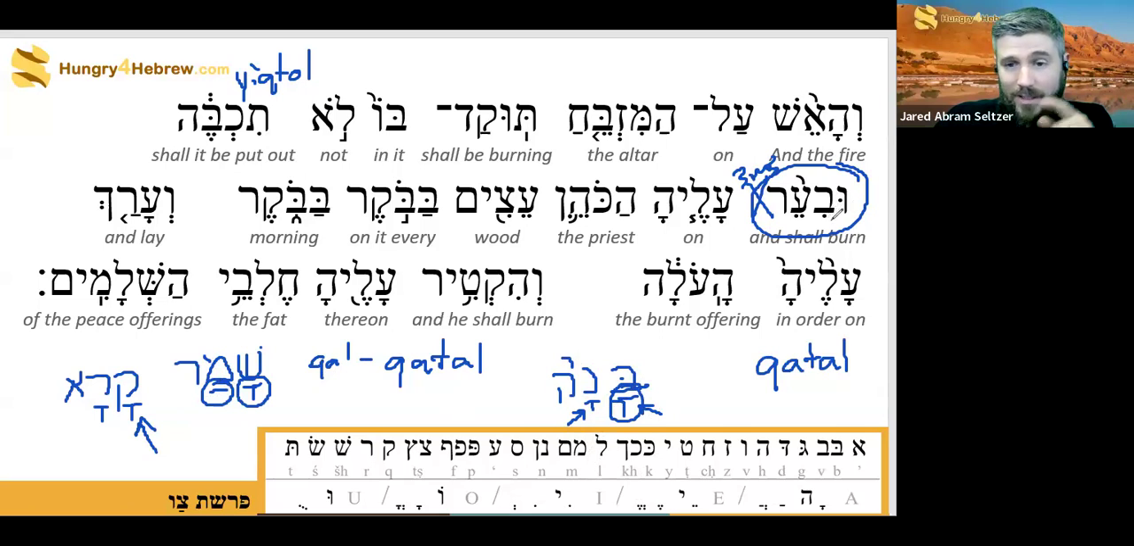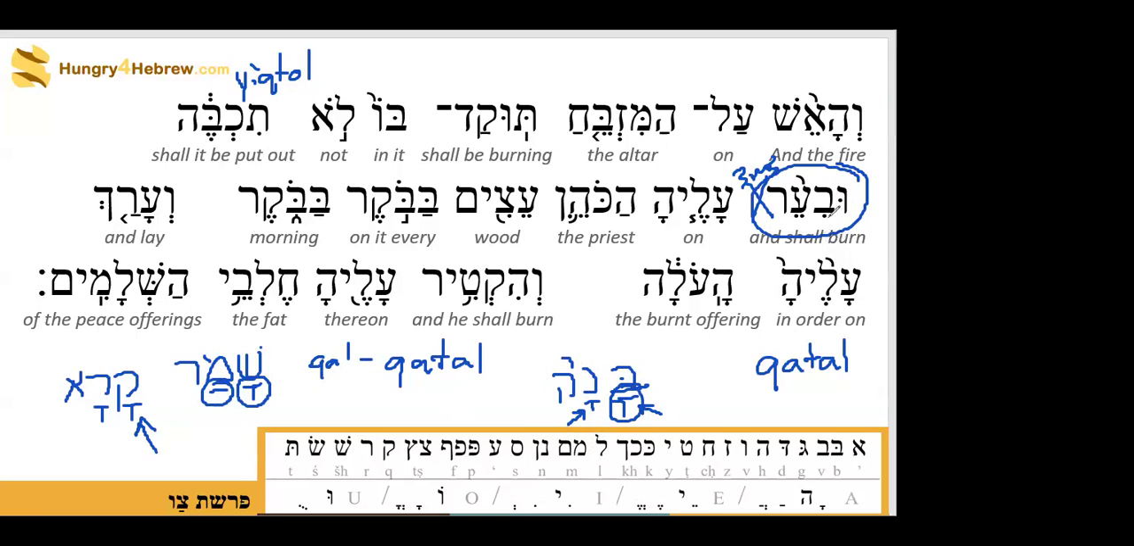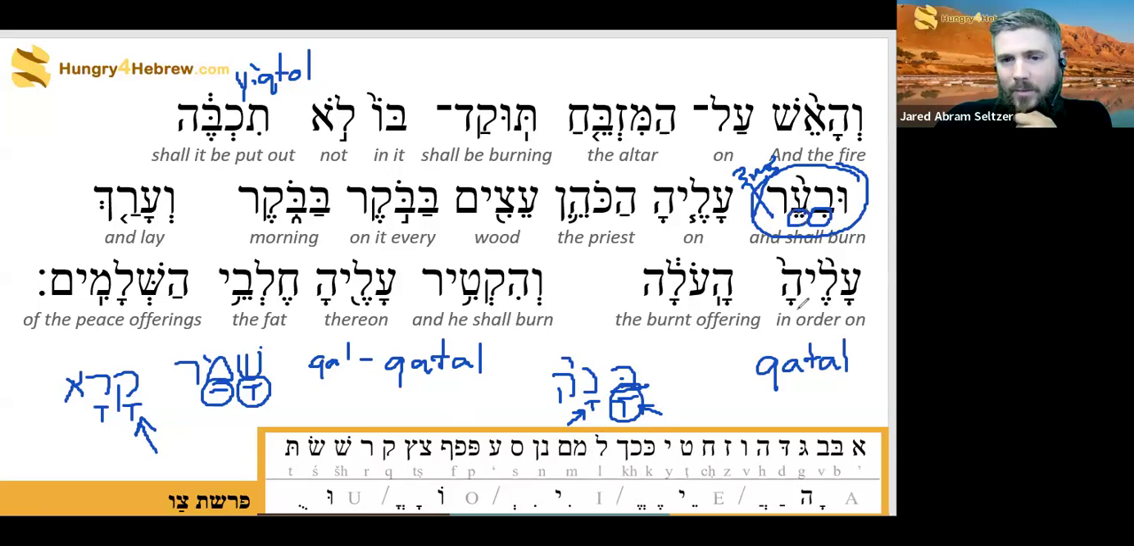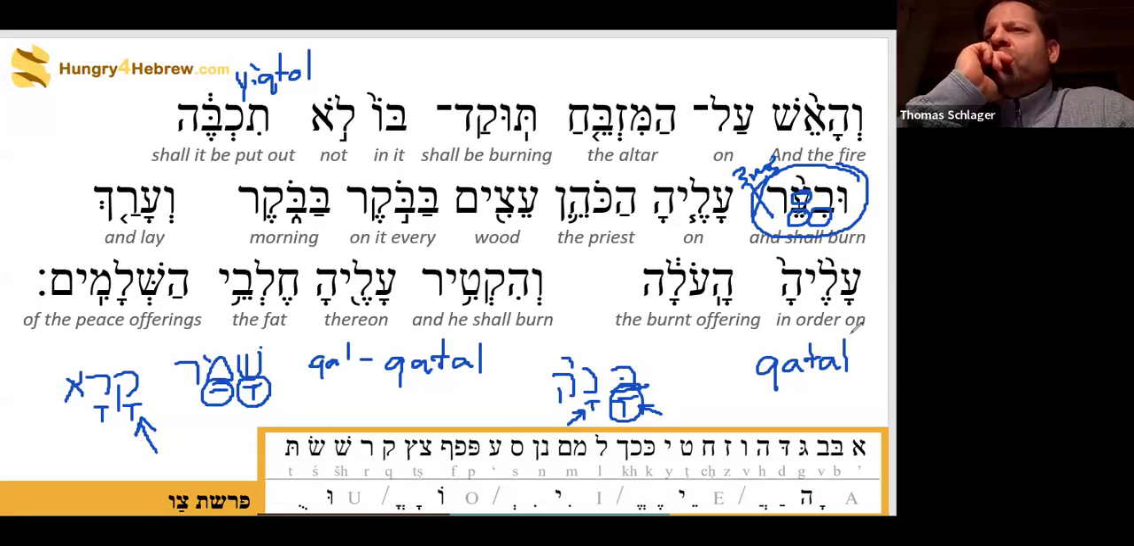This, on the other hand, is a katal of a different binyan, of a PL, because it expects a chirik. And it expects a tzere right there, and it expects a dagesh right there. Do you see the dagesh? I don't see the dagesh. No. Oh, because it's a guttural.